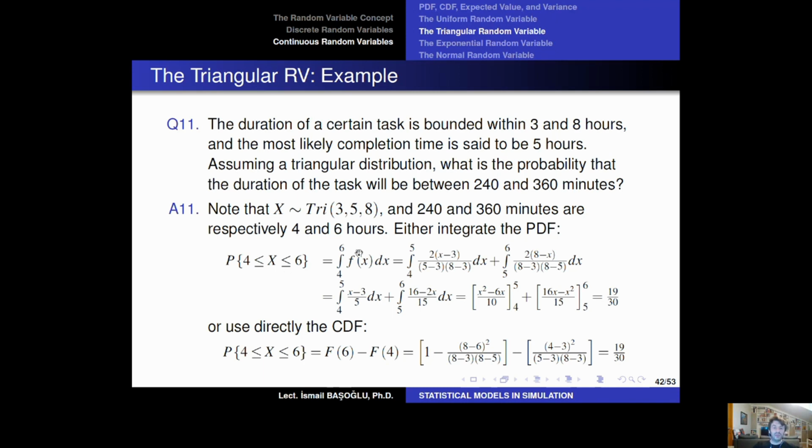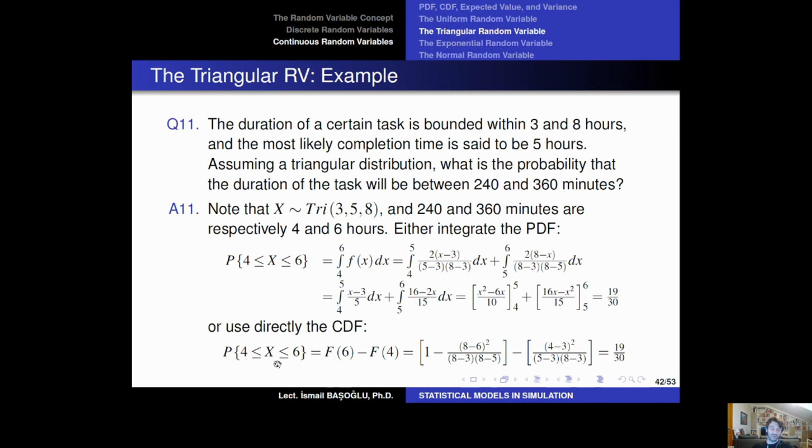Either we integrate the PDF between 4 and 6, but this requires a partial integration. From 4 to 5, we integrate the first part of the triangular probability density function, and from 5 to 6, we use the second part, because 5 is the separation point of the piecewise linear functions of the probability density function. So the result will be 19/30.